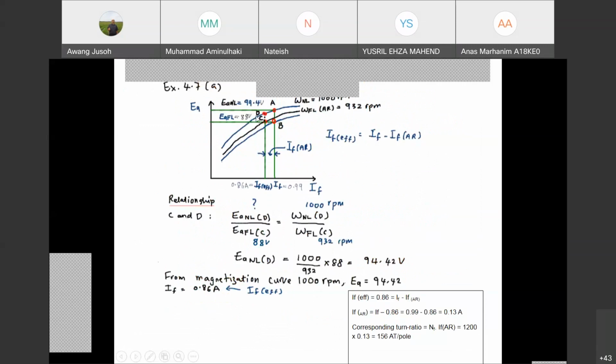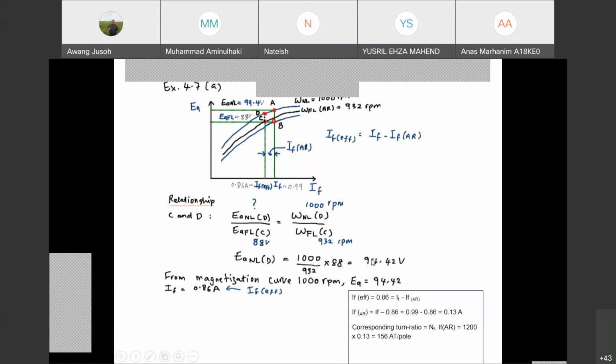So then you can find the voltage at point D, which is no load speed 1000 divided by full load speed. How much at point C? 932. This is the speed with armature reaction. C is the point with armature reaction, which is 932. Multiply by the voltage at full load, which is 88. Then we get the no load voltage, which is 94.42, which is point D, because the data we get is from point D.